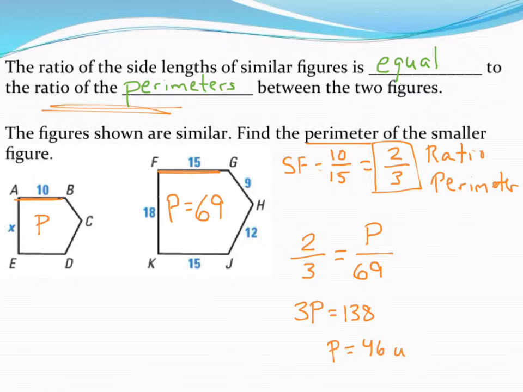And since I don't have a label, I'll go ahead and throw units on it. So once again, I set up my scale factor, and since I knew that was also the same thing as a perimeter ratio, I found the perimeter that I knew, and I could do a proportion to find the perimeter I didn't know.